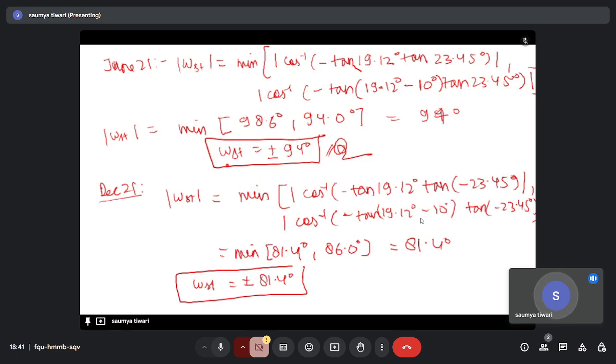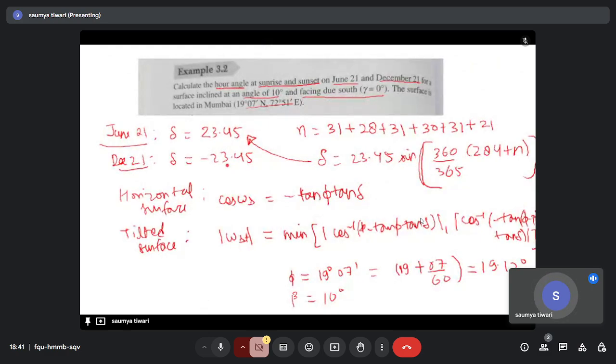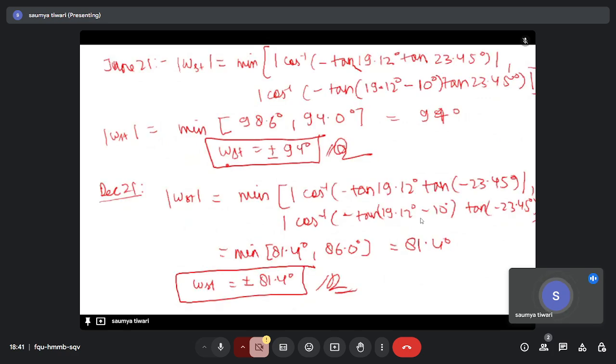So this is our angle at sunrise and sunset. That's why we have two values here, right? Plus and minus two values. So afternoon it will be negative and forenoon will be positive value, right? So we have calculated omega at sunrise and sunset for a tilted surface for both June 21 and December 21. I hope this question is clear.